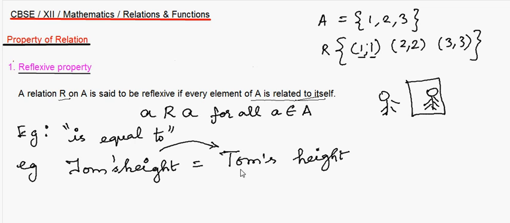It is impossible that Tom's height is not equal to Tom's height. No, that is not possible. So it has to be equal. So this is one of the examples of reflexive relation.